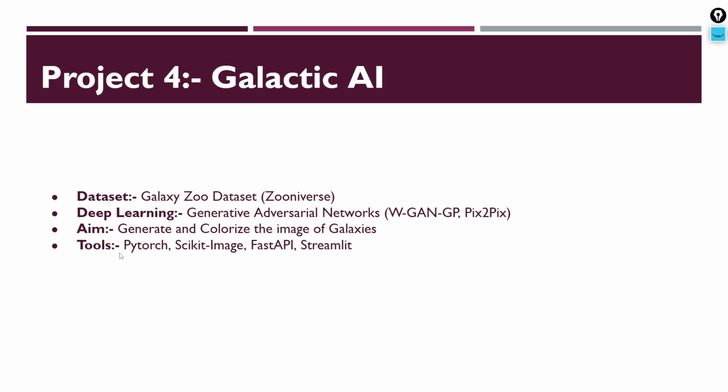validation part is taken care of with the help of PyTorch this time. Scikit-image for the image processing, the pre-processing that we do on the images before we pass them to the main model. And then FastAPI and Streamlit to deal with our web application. So yes, now let me show you how the web application is going to look.